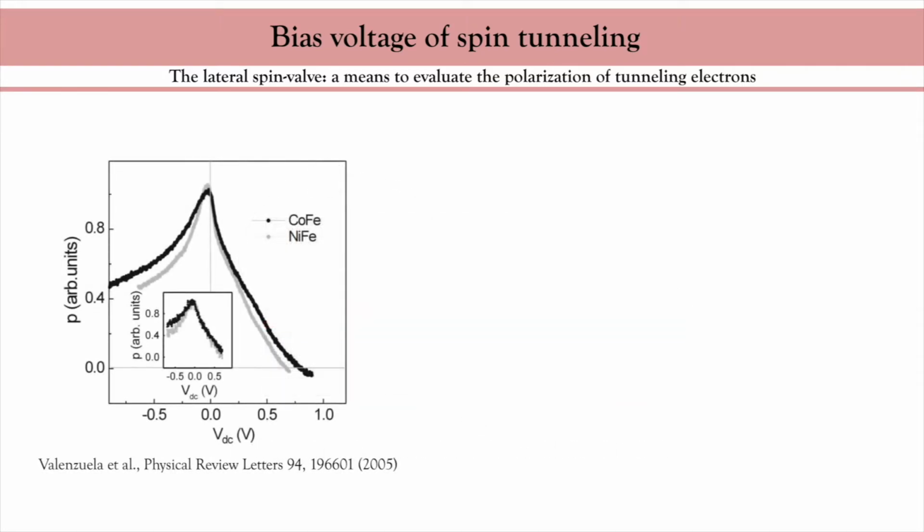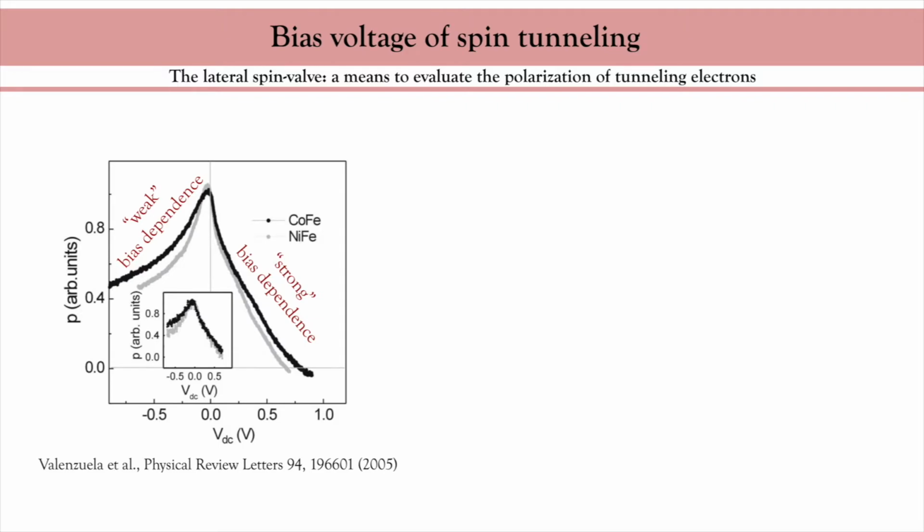And this is what they got. The polarization measured here strongly depends on the bias voltage polarity. For negative bias, the polarization decreases weakly with the voltage, whereas for positive bias, the polarization decreases dramatically and can even change sign, exactly what is observed experimentally with the TMR.